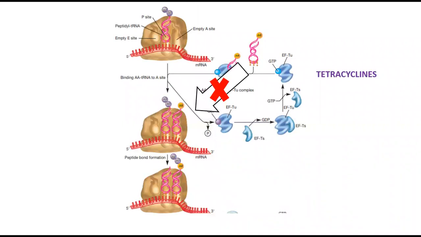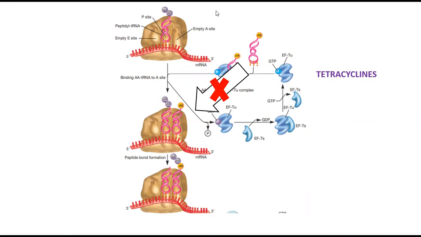The third are the tetracyclines. Tetracyclines are very important antibiotics and protein synthesis inhibitors. They are very broad spectrum antibiotics. They can act against gram positive, gram negative, and even against chlamydia and rickettsia. So what is their function? It is a very unique and simple function.